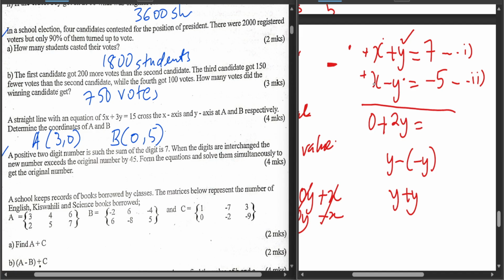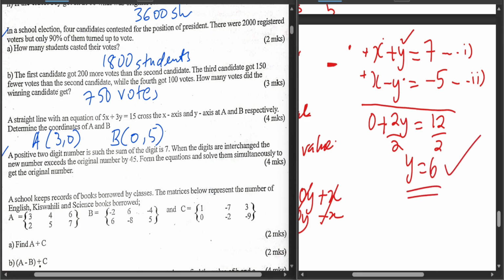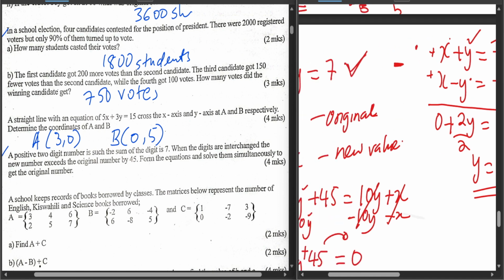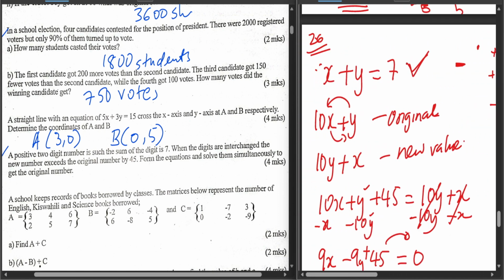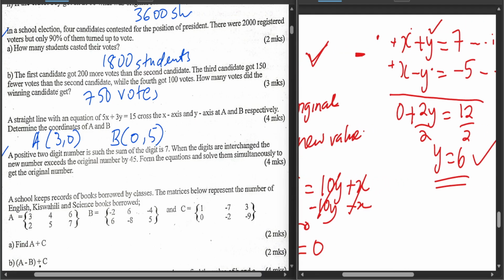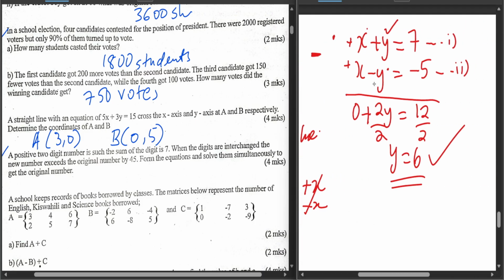And then 7 minus -5, 7 plus 5, which is 12. This gives you 12. Hopefully it's understandable till there. So then divide by 2, y is equal to 6. So your answer is that's just the y value.